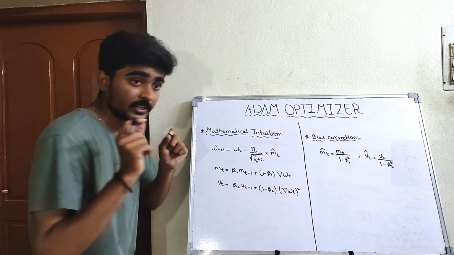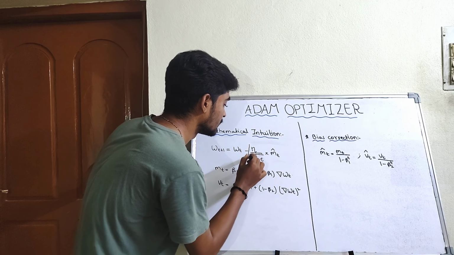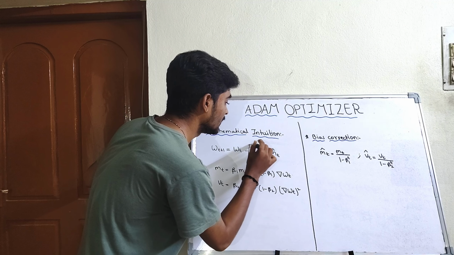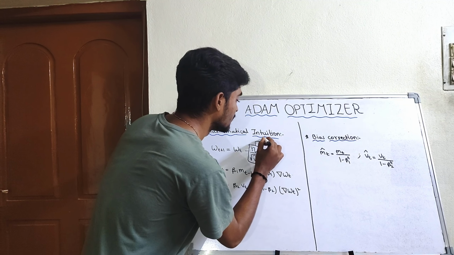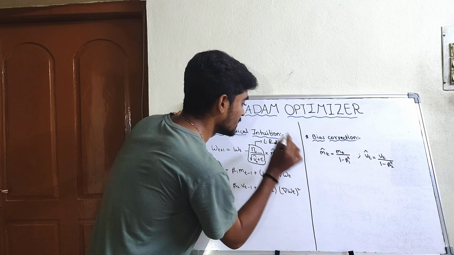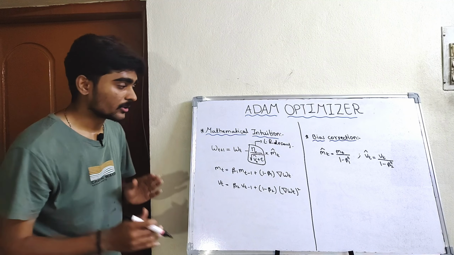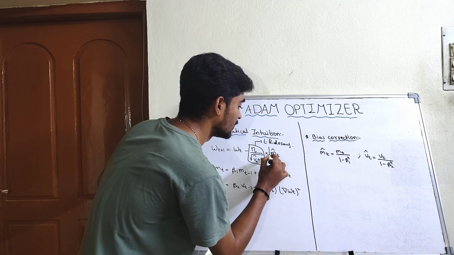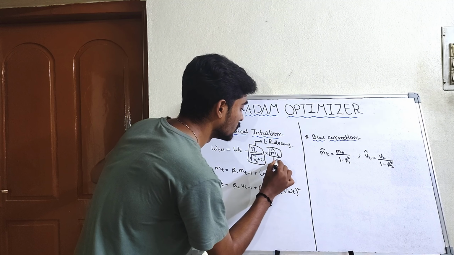Now here, if you observe this first equation, you can see that this term represents learning rate decay. In our equation this part represents learning rate decay. After this part, m-hat_t represents the momentum.